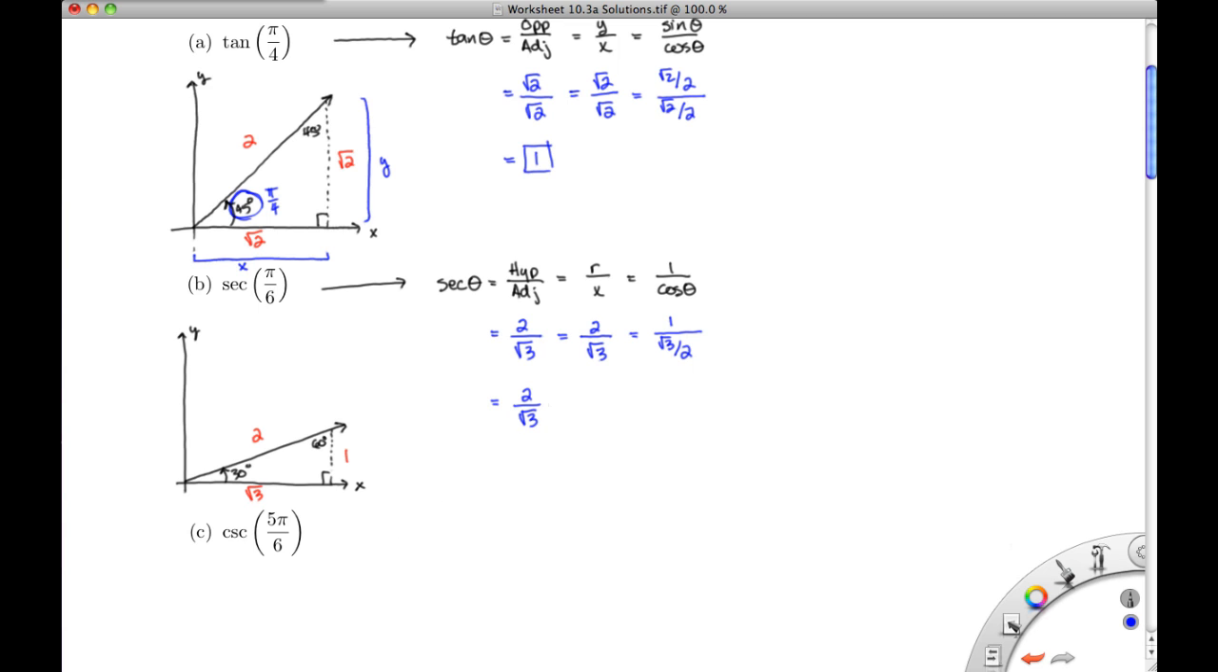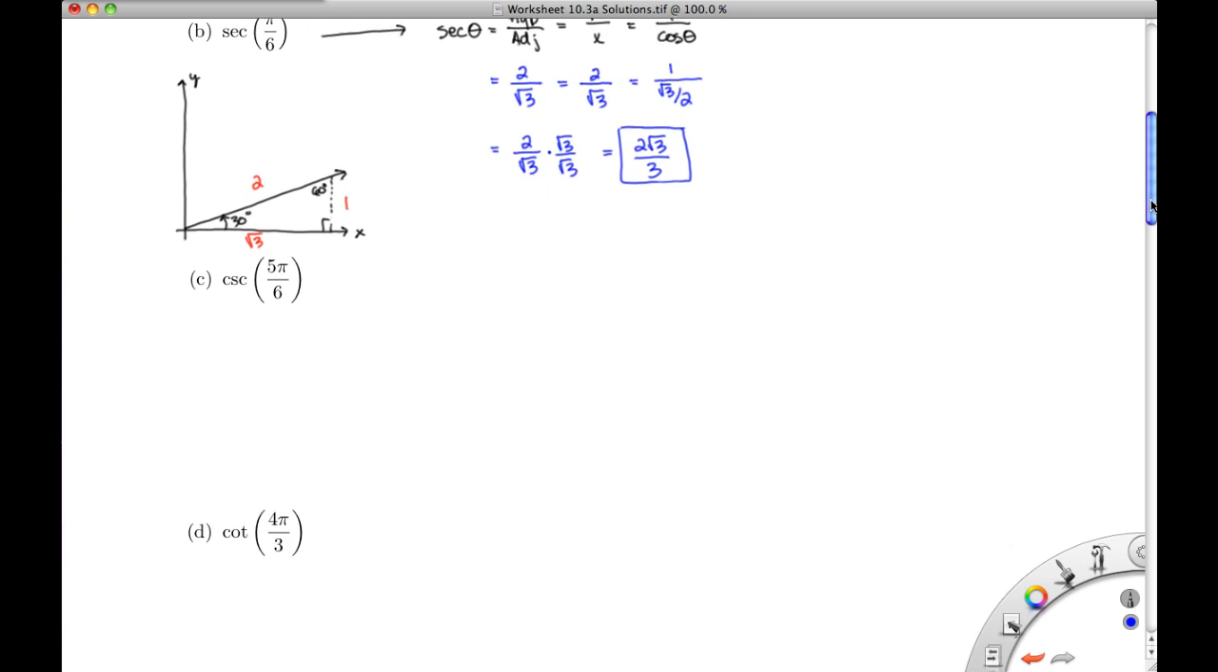Now, lots of times, especially with WebAssign, you're going to be asked to rationalize this. So to do that, we would go ahead and multiply the top and the bottom by root 3, which would yield 2 times the square root of 3 all over 3. And that would be a really nice exact answer for that. Okay, so that's how we would do the secant of pi over 6.